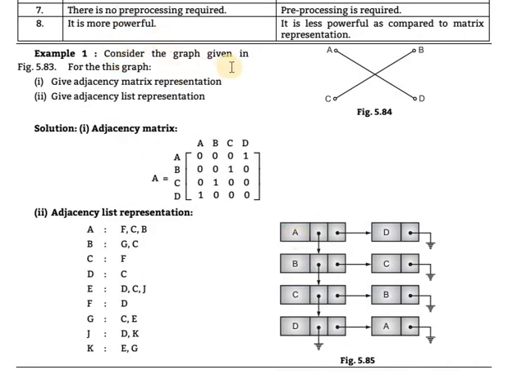Next example: consider the graph given in the figure. Write the matrix and also the list. Give the adjacency matrix and adjacency list. Okay, in that, A, B, C, D are the rows, and A, B, C, D are also the columns. In the rows, the vertex names are given.